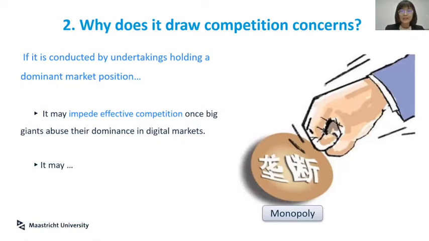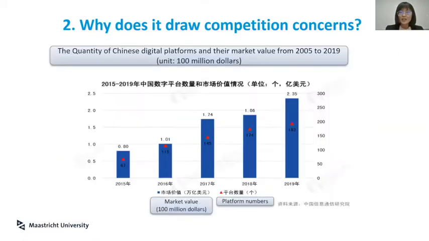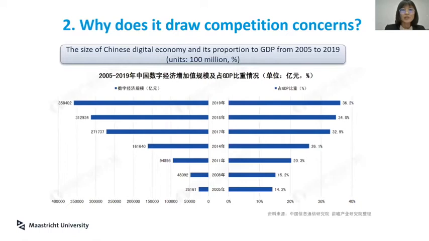One issue is that it may impede effective competition once big giants abuse their dominance in digital markets. The stronger the market power, the stronger the possibilities to hinder market access by potential competitors, which may thereby impede effective competition. By 2019, there were 193 platforms with a market value of more than $1 billion in different economic fields in China. The size of the Chinese digital economy in 2019 reached 35.8 trillion RMB, which takes 36.2% of the GDP in China. It reminds us to be alert to the anti-competitive effect brought by AI-enabled price discrimination in digital markets.